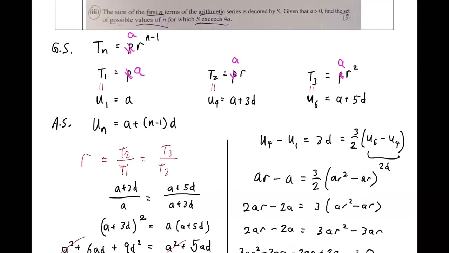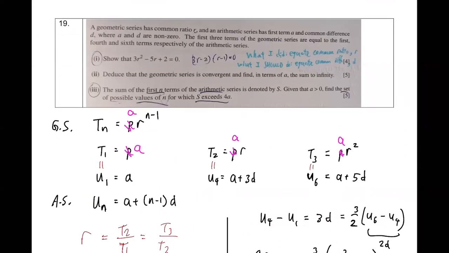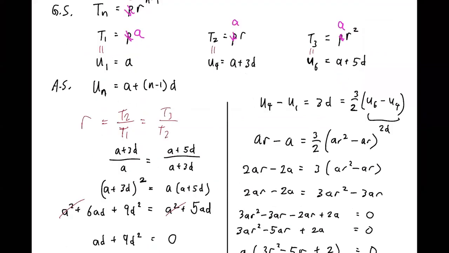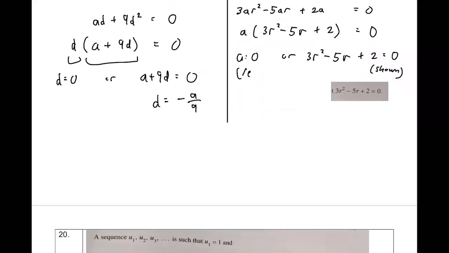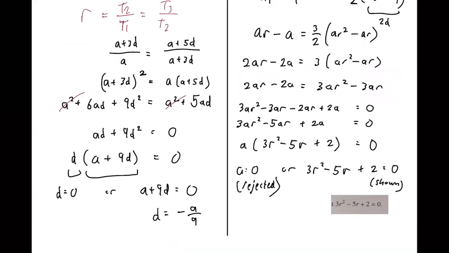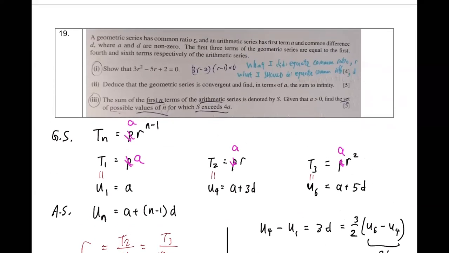Did they tell us any hints? A and D are non-zero. So that means that this guy is rejected. Impossible. Okay, so we have shown that equation already, but what's the point in doing that? The point is, part 2, deduce that the geometric series is convergent, find in terms of A the sum to infinity. We need to be able to use this equation to help us to factorize it to solve for R. Then we can deduce whether our geometric series is convergent or not.